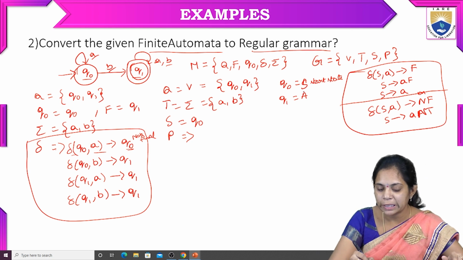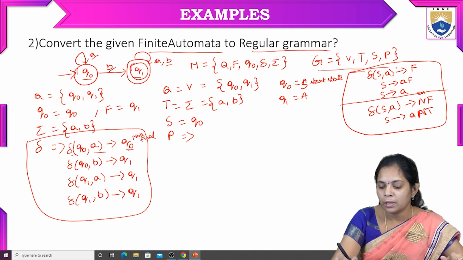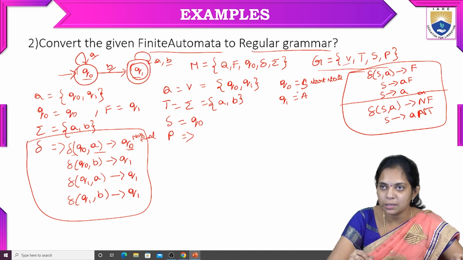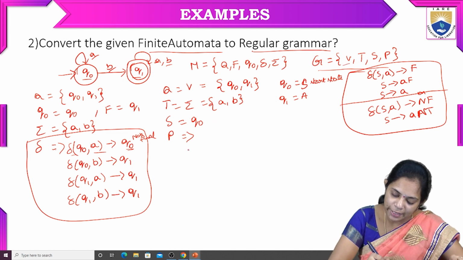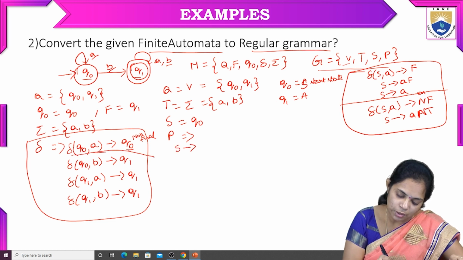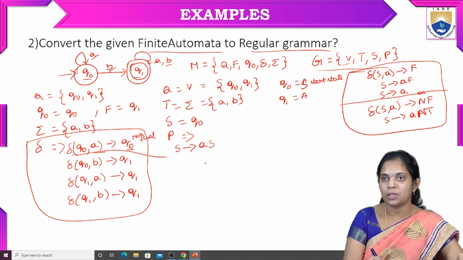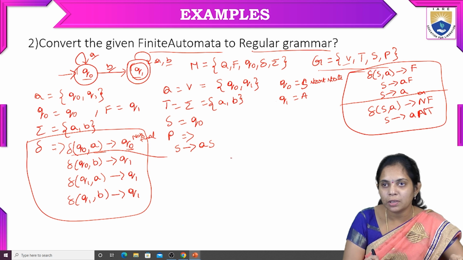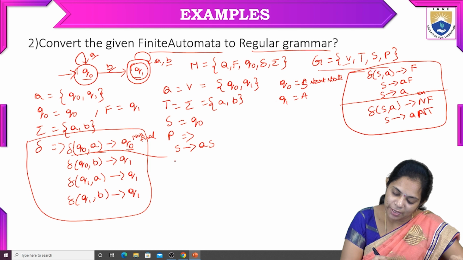Why? Because in the tuple of grammar, we represent V with capital letters. So S tends to, S is Q0, S tends to aS, and it is reaching the same state. So it is a non-final state, so S tends to aS. We will write it as it is.